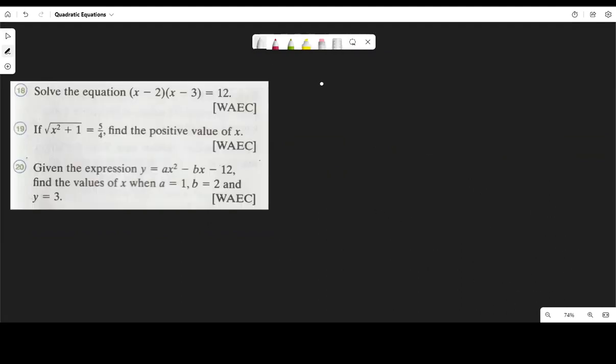Question 19 says, if the square root of s squared plus 1 is equal to 5 over 4, find the positive value of s. Square root of s squared plus 1 is equal to 5 over 4. Now to clear this square root sign, we need to take the square of both sides. So if I take the square of the left hand side, I will be left with s squared plus 1 equal to, now taking the square of this, (5 over 4) squared.